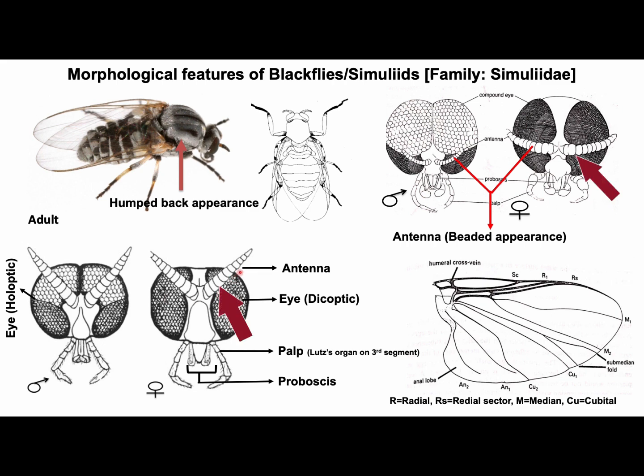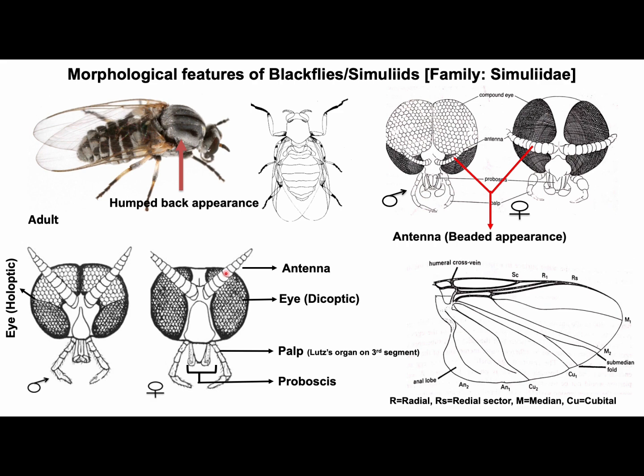Antennae of simulids more commonly have 10 to 11 flagellomeres or segments. Antennal segments in both sexes are small, globular, and compacted together, giving a beaded appearance, which is another important feature of blackflies.